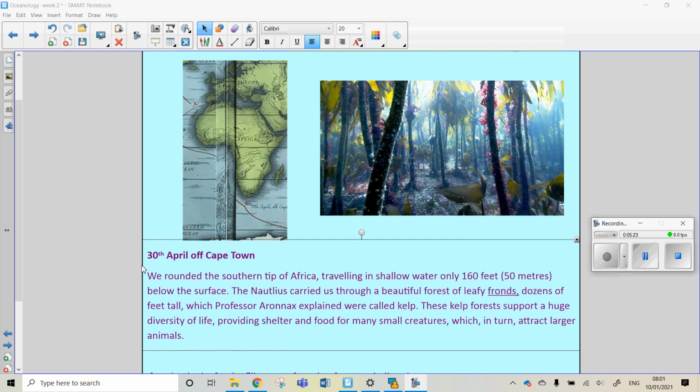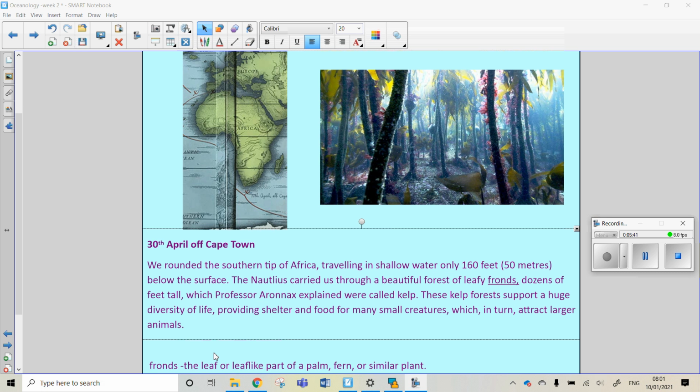We're now up to the 30th of April. 30th of April off Cape Town. We rounded the southern tip of Africa, travelling in shallow water only 160 feet, 50 metres below the surface. The Nautilus carried us through beautiful forests of leafy fronds, dozens of feet tall, which Professor Aronnax explained were called kelp. These kelp forests support a huge diversity of life, providing shelter and food for many small creatures, which in turn attract larger animals.